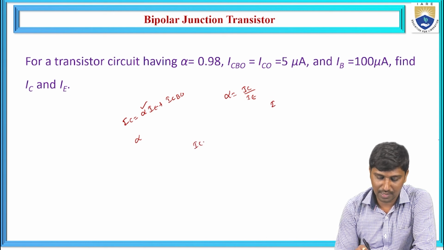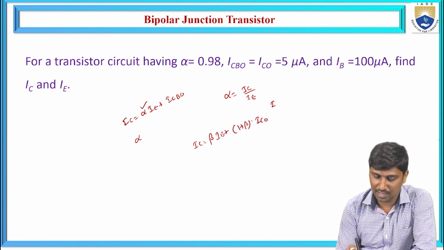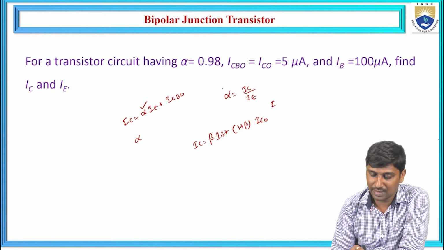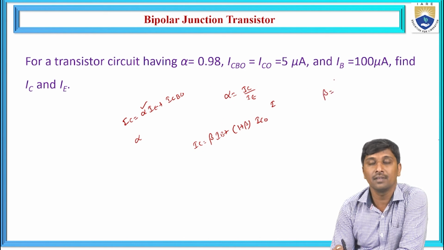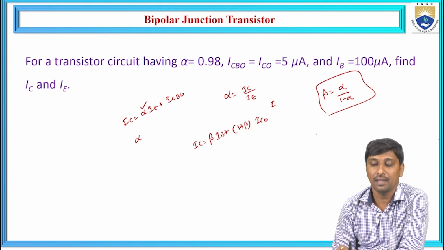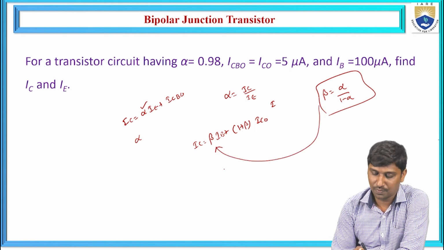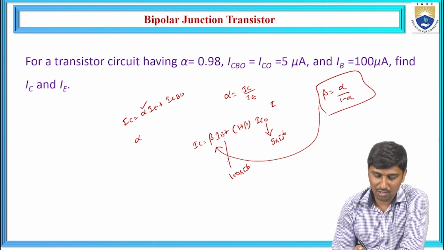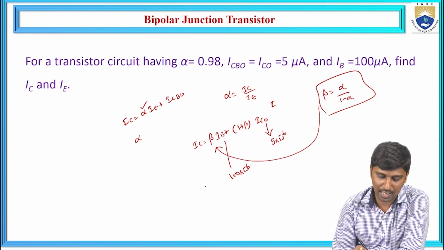So first we need to calculate IC, which is equal to beta times of IB plus 1 plus beta times of IC naught. Now here beta is an unknown parameter but alpha value is there. Hence beta should be converted in terms of alpha as alpha by 1 minus alpha. Then you can observe the beta value. You can substitute here the beta value, and the IB value is 100 microamperes. Then this 1 plus beta and IC naught value is 5 microamperes. You can solve all these parameters to obtain the IC.